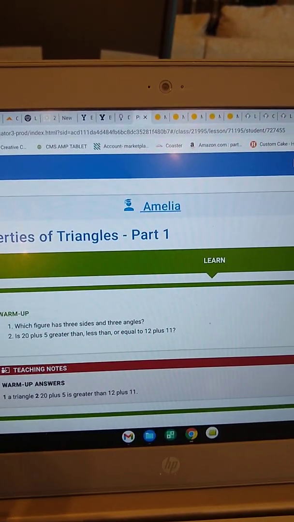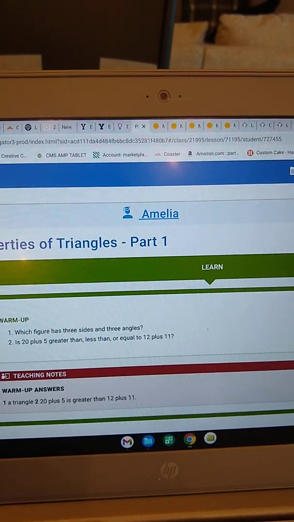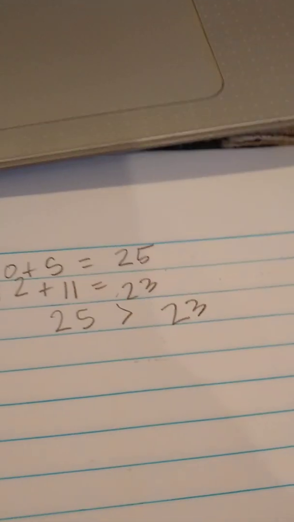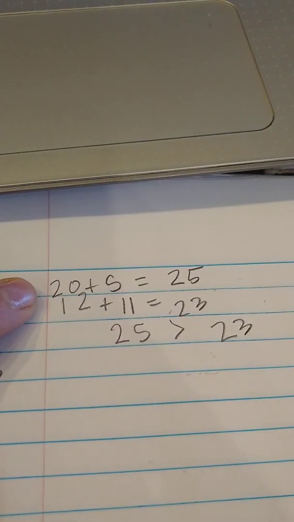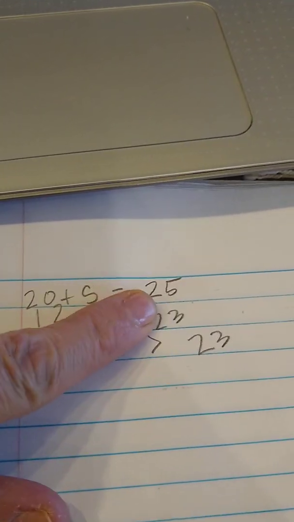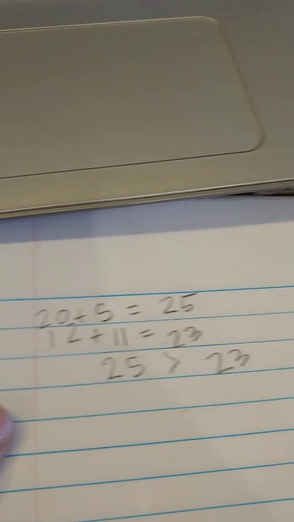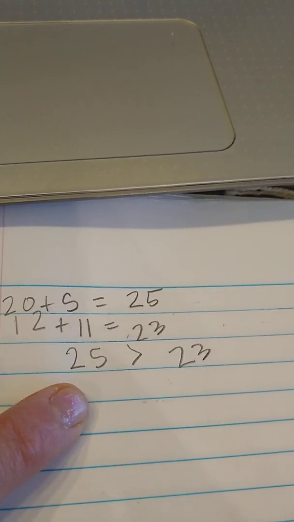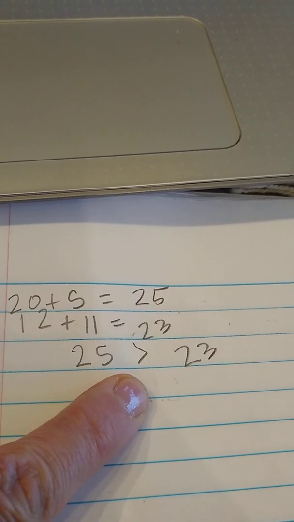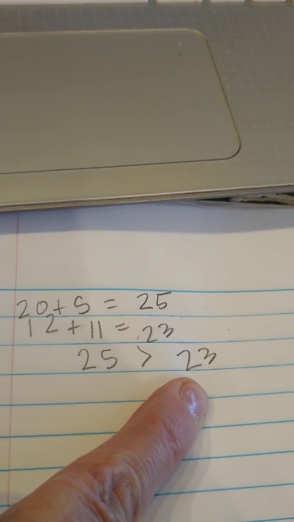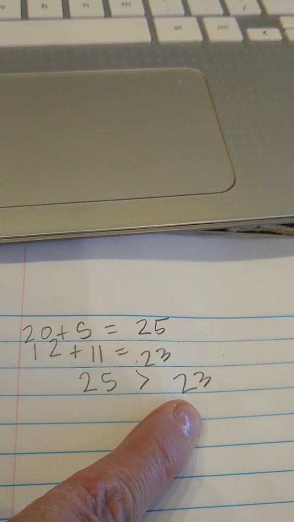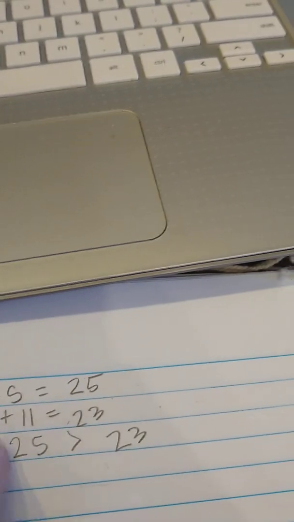So number 2 is 20 plus 5 greater than, less than, or equal to 12 plus 11. So there's 2 things you have to do with this problem. I've kind of worked through it here. You have to first find out what 20 plus 5 equals, and that equals 25. Then you need to find out what 12 plus 11 equals, and that equals 23. So when we come down here, we're going to put the greater than or less than sign in. 25 is greater than 23. So that's all it's asking you to do. So 20 plus 5 is greater than 12 plus 11.